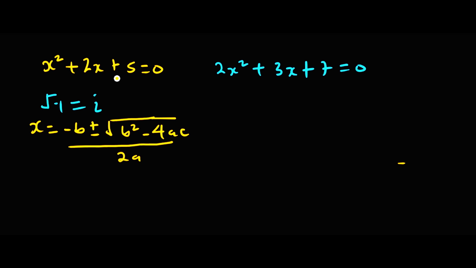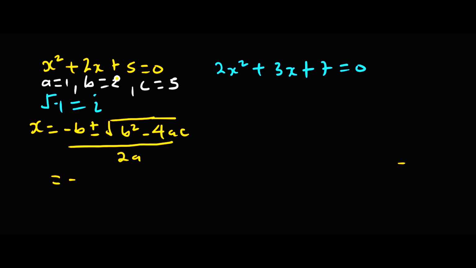So all we need to do is just identify the values of A, B, and C. In this case, the values of A will be 1, B is 2, and C is 5. If you write this in standard form, you'll get A is 1, B is 2, and C is 5. So let us just substitute for those values in the formula.